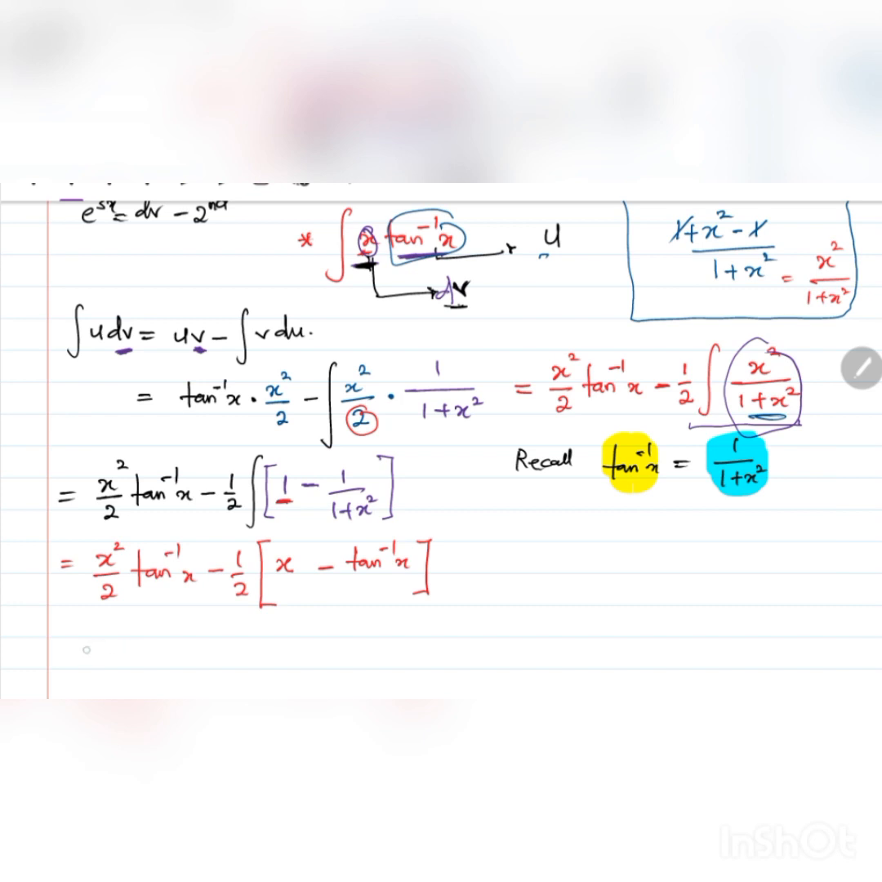Opening the bracket, my final answer is x squared over 2 arctan of x minus 1 over 2 times x, that is minus x over 2, minus 1 over 2 times minus arctan of x, turning to plus, plus 1 over 2 arctan of x. Final answer. That's what we call integration by parts, and those are the rules to guide you in figuring out your first function and second function in integration by parts.